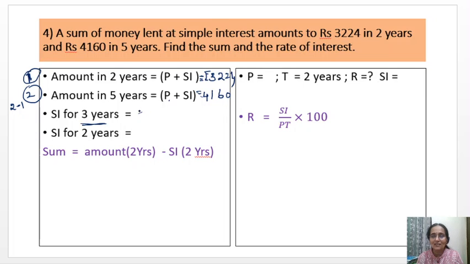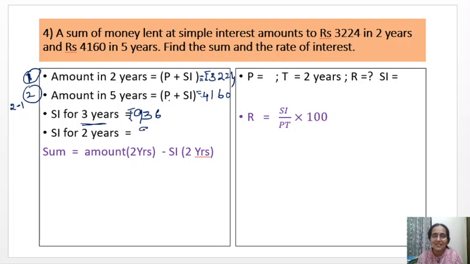You have to subtract 4,160 minus 3,224. It is 936 rupees. Now, simple interest for 2 years, how will it be calculated? Simple interest for 3 years is rupees 936.